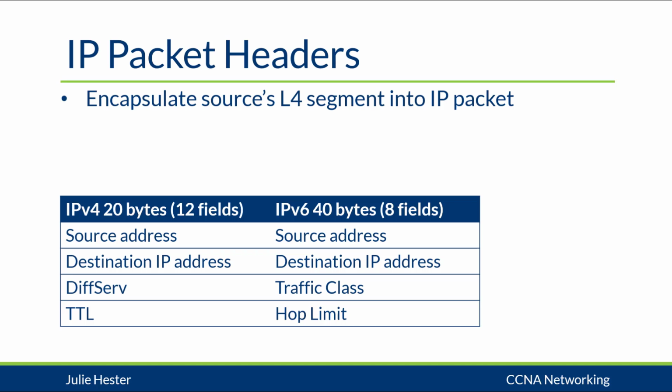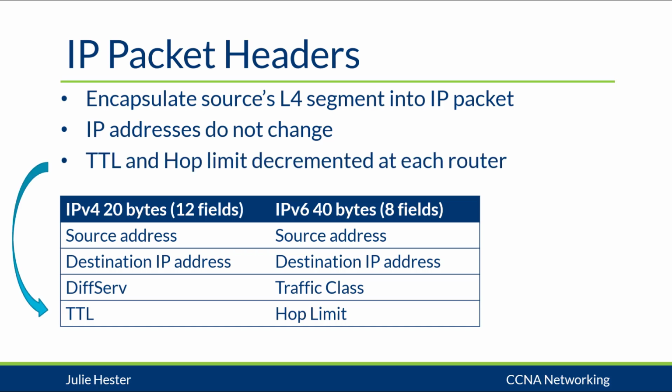TTL, or hop limit, is used to prevent loops. Each time a packet is forwarded, TTL is decremented by 1. If it reaches 0, the router will discard the packet. As the packet moves throughout the network, the IP addresses do not change. However, the TTL or hop limit is decremented at each router.